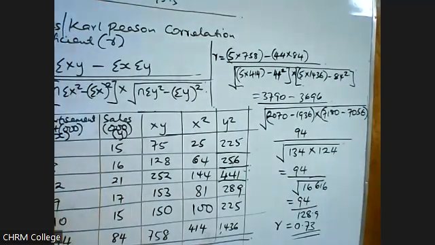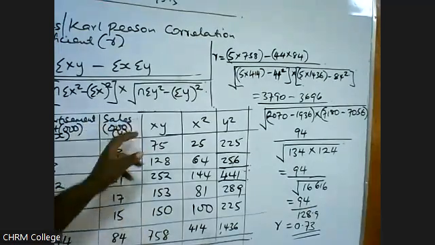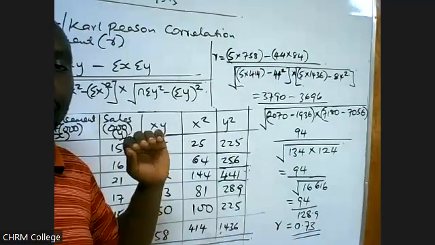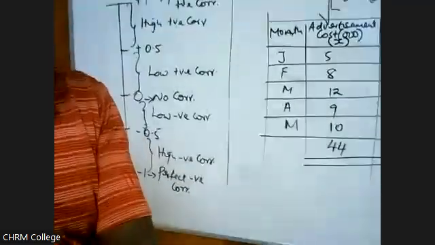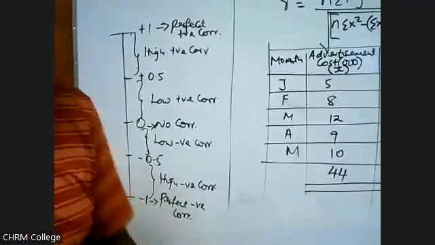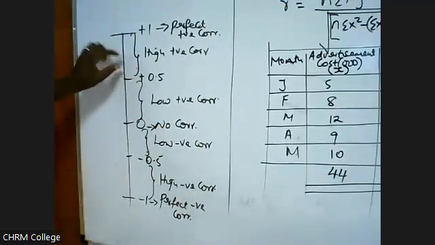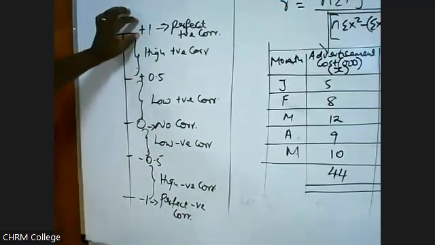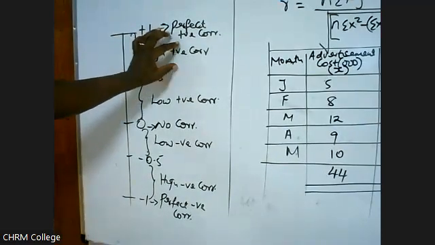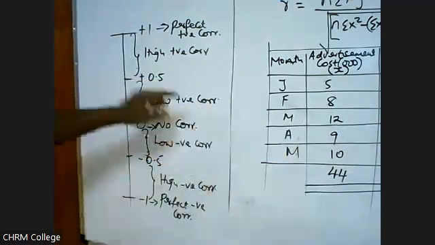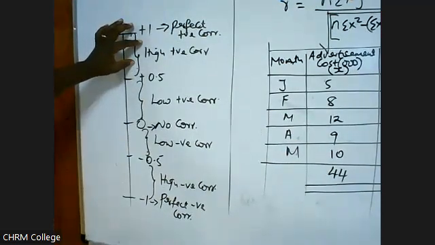So that one you can be able to tell the level of correlation between the advertisement and sales. Remember we have this chart that can assist us to interpret the level of correlation. We said if your correlation is between 0.5 and +1, it is a high positive correlation. In this case, our answer is 0.73. 0.73 is within this range.